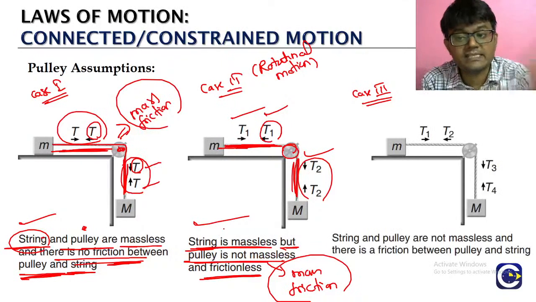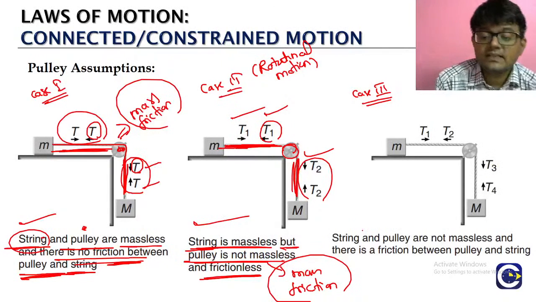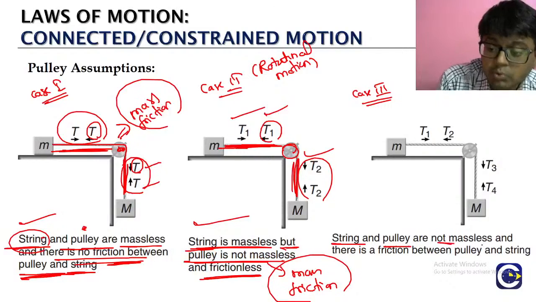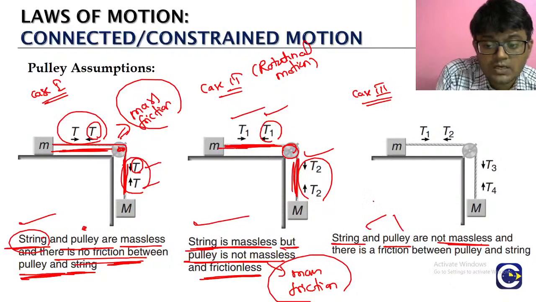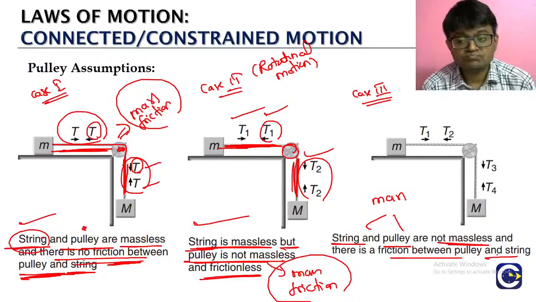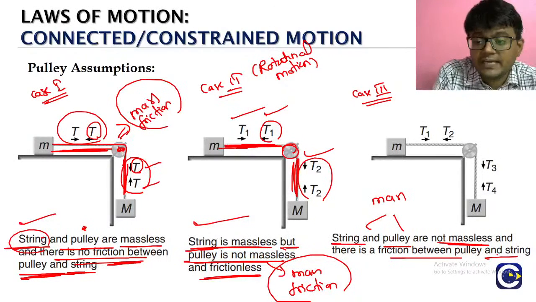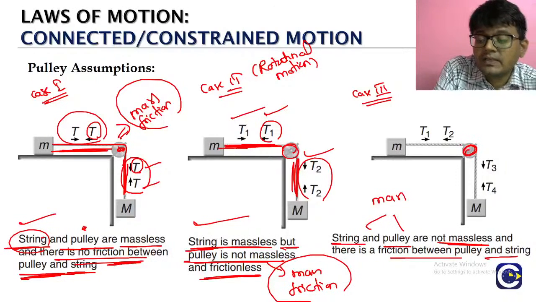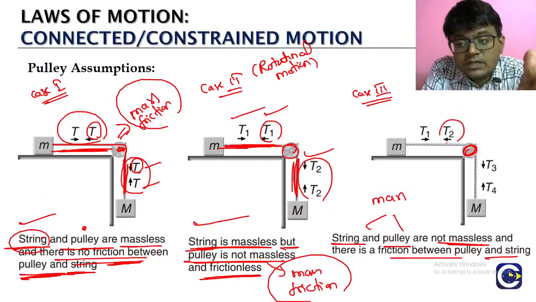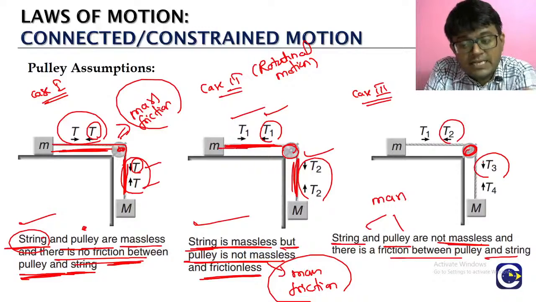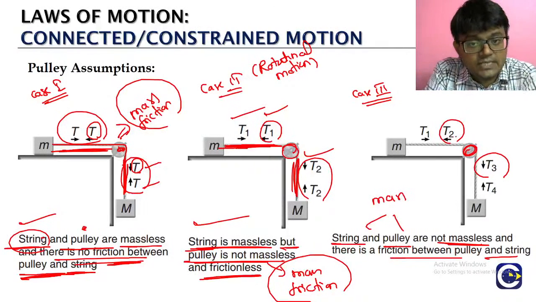We will go to case 3. This is the extreme case. String and pulley both are not massless. Both have mass and there is also friction between them. Already we have seen case 2. So in case 2, what did you observe? Tension on the left side of the pulley will be different from tension on the right side. So this side it is say T2, that side it is T3.